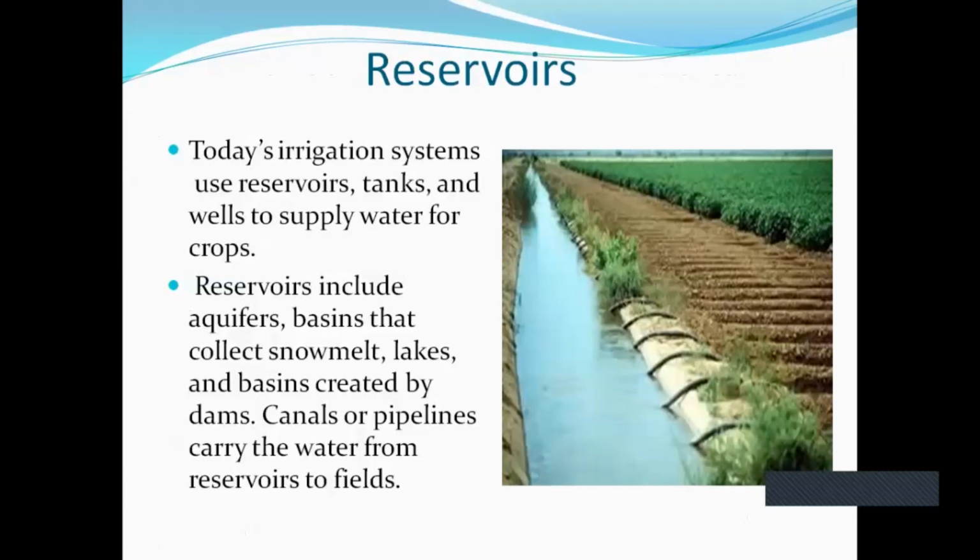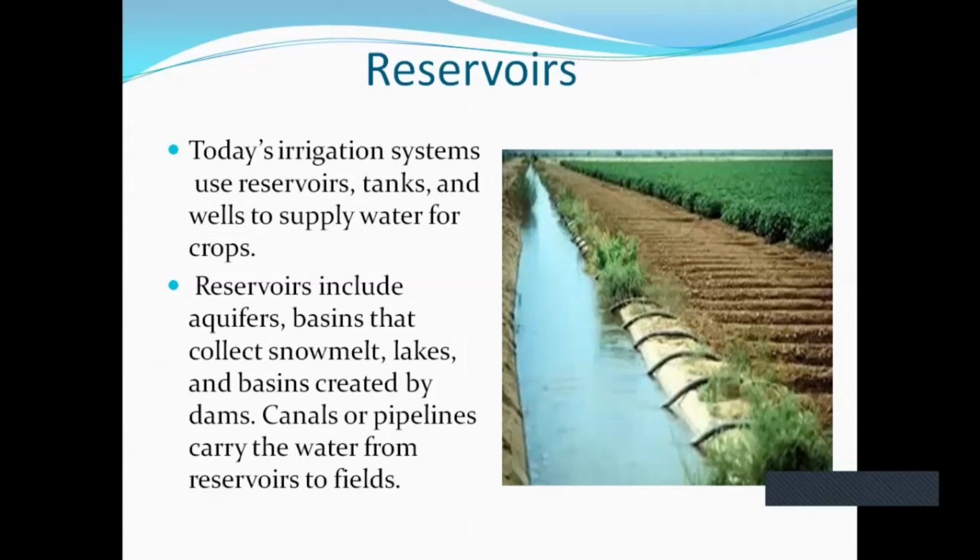As you know, today's irrigation systems use reservoirs, tanks, and well water to supply water for the crops. So the farmer is using all these resources to supply water to the crops. In a reservoir, what is included? Aquifer. What is an aquifer? It is nothing but the underground level of water.